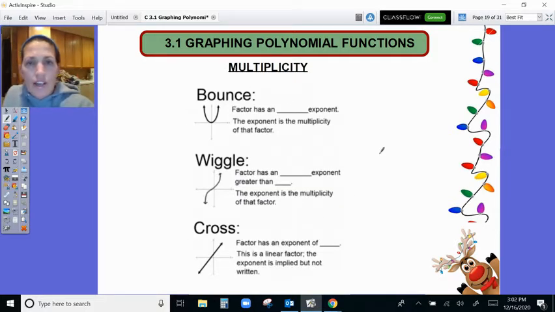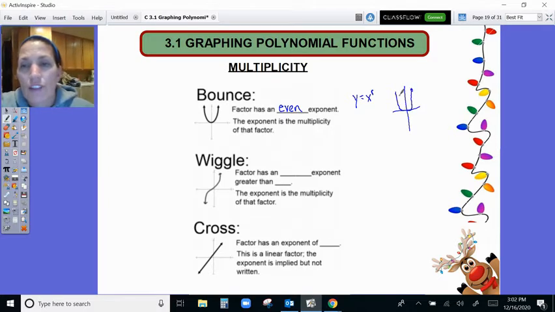Okay, a bounce is a factor with an even exponent. The exponent is the multiplicity of that factor. So it could be 2, 4, 6, 8. What happens is, the higher the multiplicity, the flatter it gets. So if we have, say, y equals x to the 8th, it would come in and kind of get really flat like this. You can play around with that. This is what we used to do in class, play around and enter these all in our calculators and Desmos and see what it would look like.